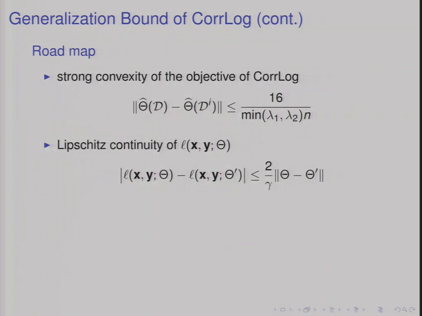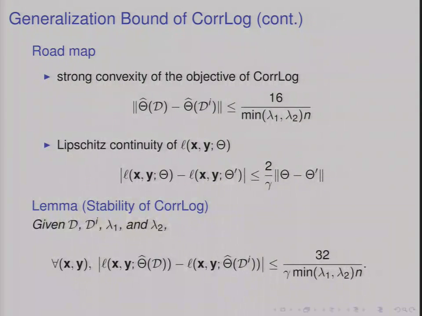I'm not going to show the details of the proof, but I will try to give the roadmap. We have two components. First, we use the strong convexity of the objective of CorrLog to show that the learned parameter does not change too much if we slightly change the training data set. And then by the Lipschitz continuity of the loss function we defined above, we show that the testing error does not change too much if the parameter changes a little bit.